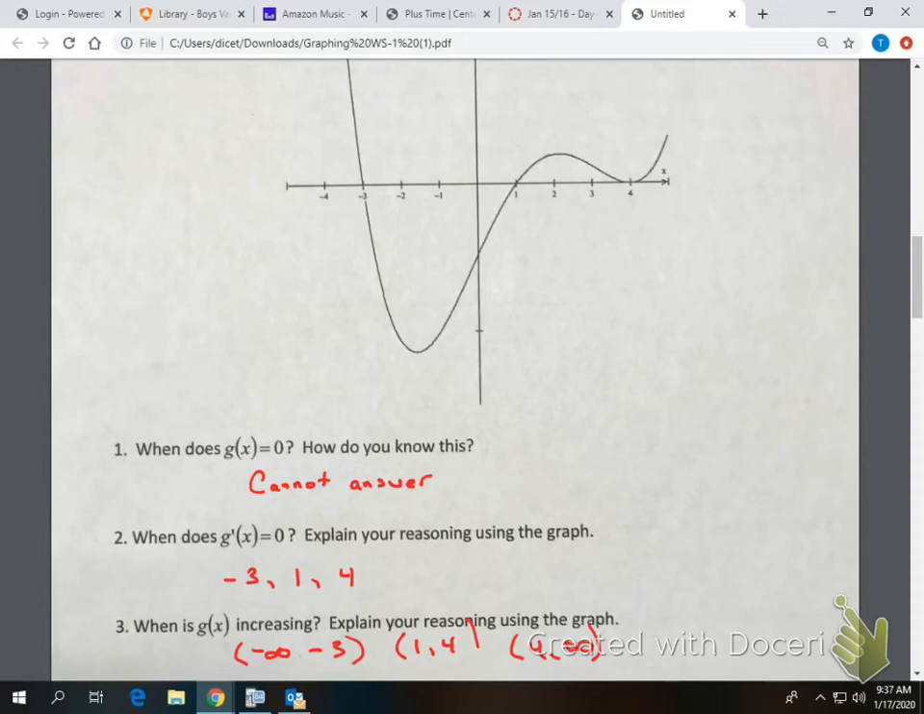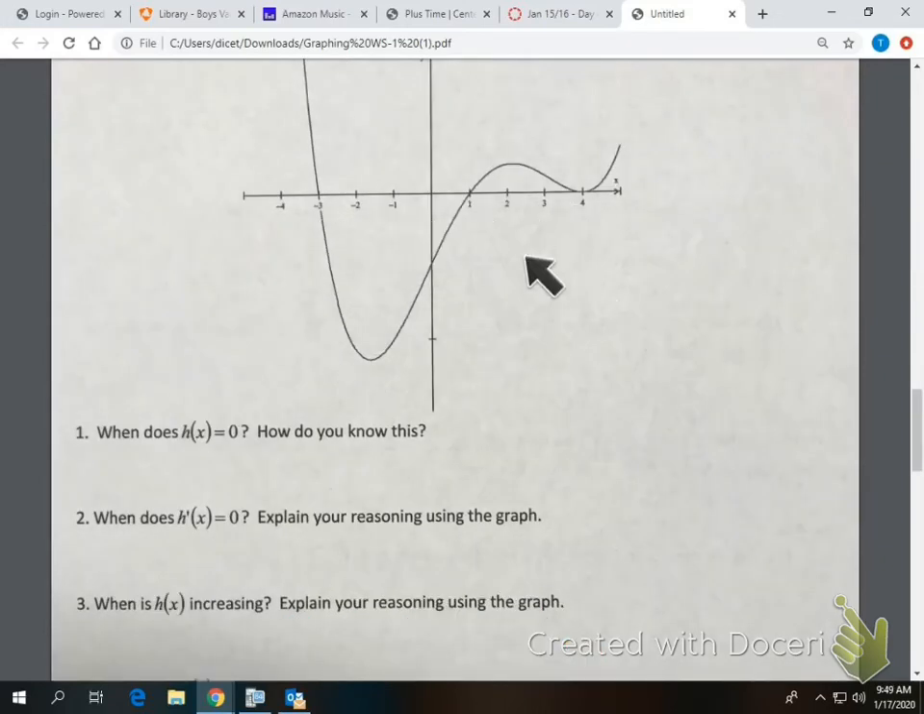Where are my points of inflection, guys? At negative 1.5, because I went from decreasing, 0, increasing. There's a point of inflection at 2, because I go from increasing to decreasing. And there's a point of inflection at 4, horizontal tangent 0, and I go from decreasing to increasing.